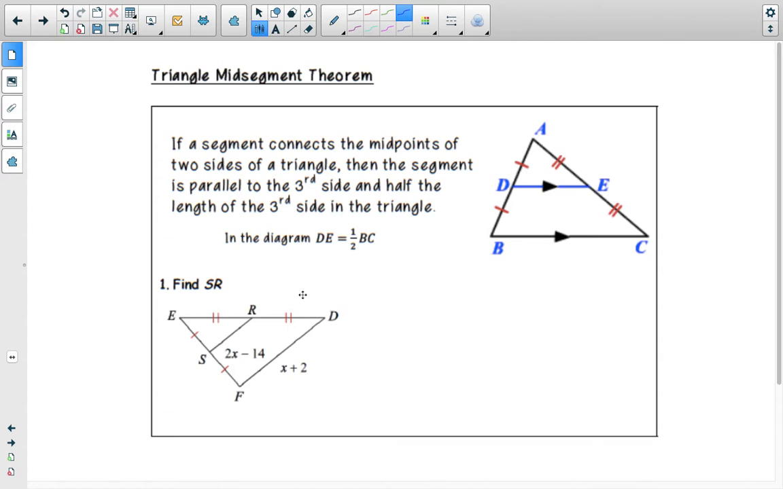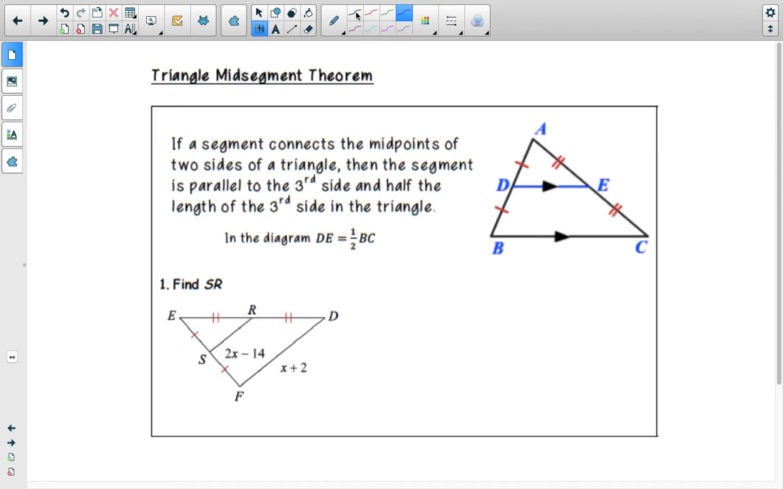So if we use this in an example, it wants us to find the length of SR. Since S is directly in the middle of segment EF, because we have one tick mark on ES and one tick mark on segment SF, that means they are the same. But notice that there are two tick marks on ER and RD. That means that R is the exact middle. So SR would be considered your midsegment. SR is your midsegment. DE was the midsegment in the diagram.